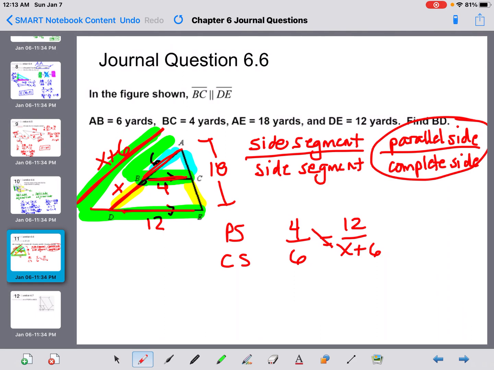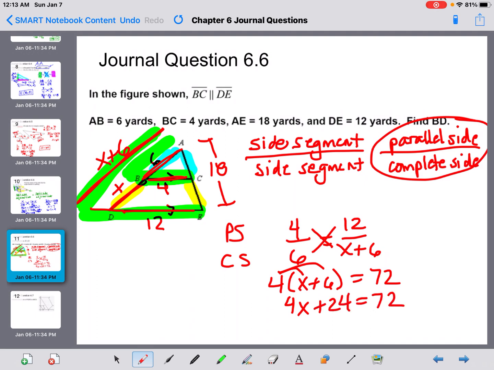Multiply those extremes. I'll notice that I have a 2 term, so that needs a parenthesis. Multiply those means, 6 times 12 is 72. Because I have the parenthesis, I need to distribute. 4 times x is 4x, 4 times 6 is 24. Trying to solve for x here, the first thing I'm going to get rid of is the adding 24 by doing the opposite of subtracting 24. What I do to the left, I do to the right. Those cancel. I get 4x equals 72 minus 24 is 48.